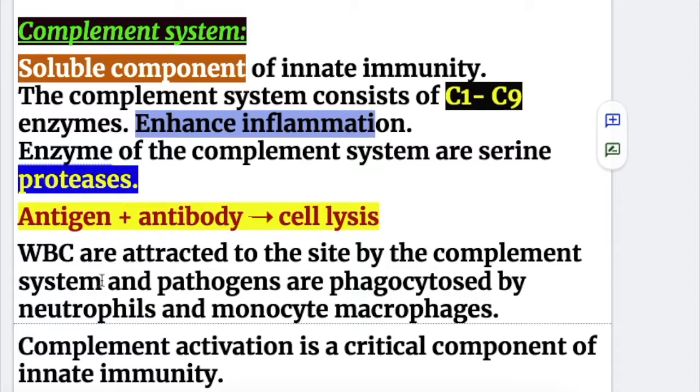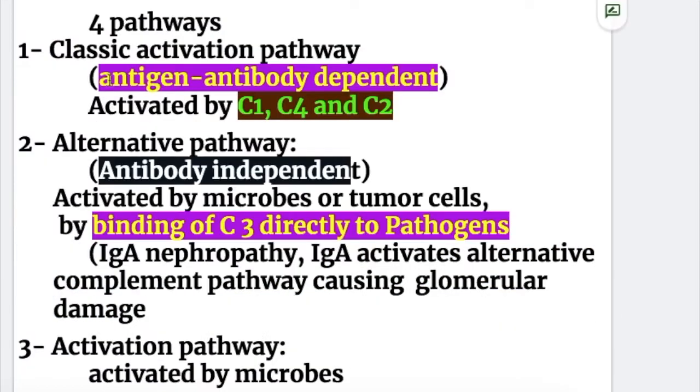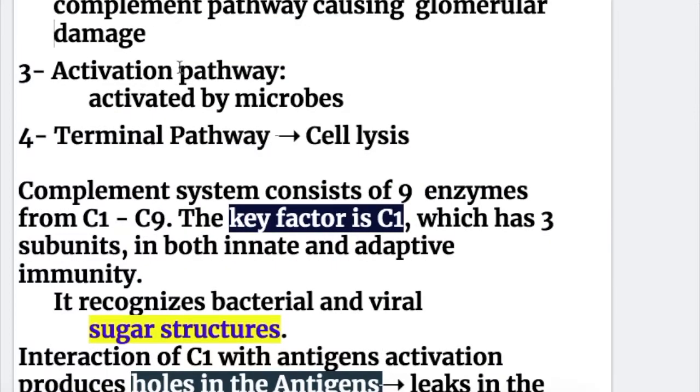So what happens in complement? WBCs are attracted to the site of the complement system, and pathogens are phagocytosed by neutrophils, monocytes and macrophages. Complement activation is a critical component of innate immunity. There are 4 pathways of complement. Number one, classic activation pathway, which is dependent on antigen-antibody reaction and is activated by C1, C4 and C2. Alternative pathway, antibody independent, activated by microbes or tumor cells by binding of C3 directly to the pathogen. For example, in immunoglobulin A nephropathy, IgA activates the alternate complement pathway causing glomerular damage. Number 3 is the lectin activation pathway activated by microbes, and number 4, the terminal pathway, a combination of the above three that leads to cell lysis.